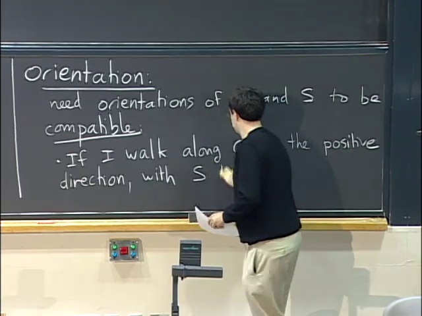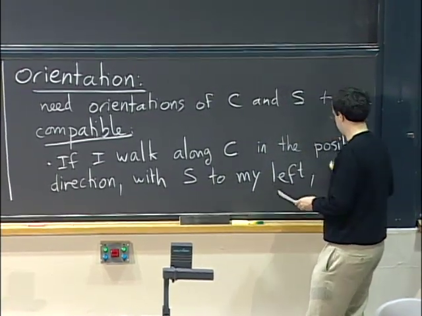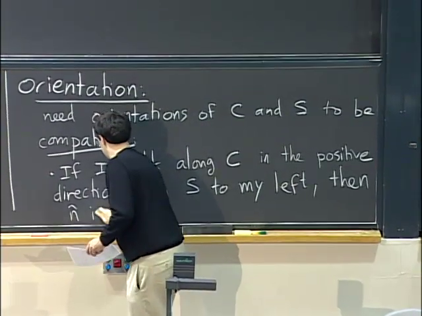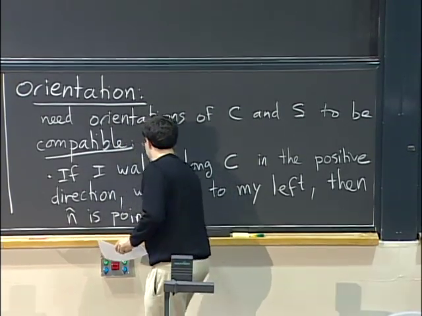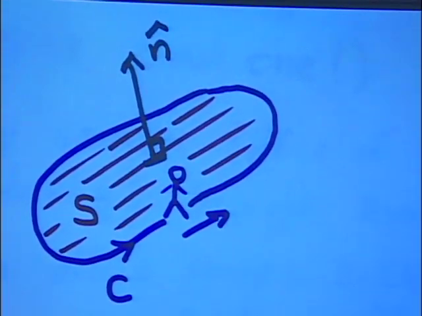with S to my left, then N is pointing up for me. Okay, so here's the example. If I'm walking on this curve, it looks like the surface is to my left, and so the normal vector is going towards what's up for me. Okay. Any questions about that?